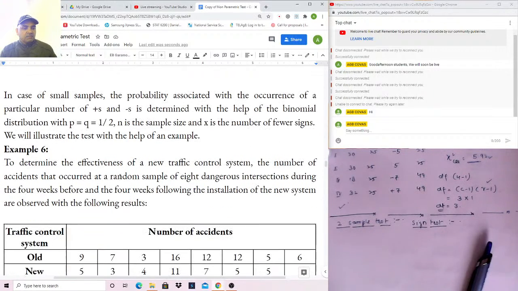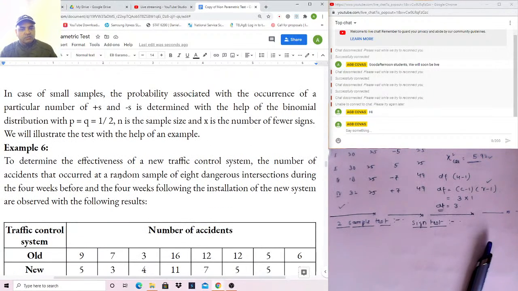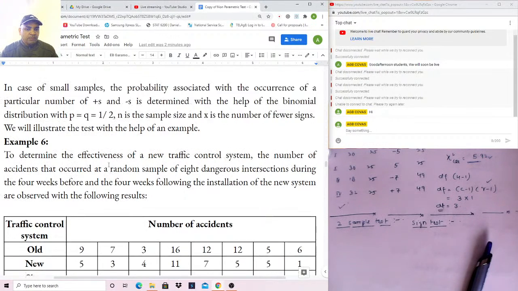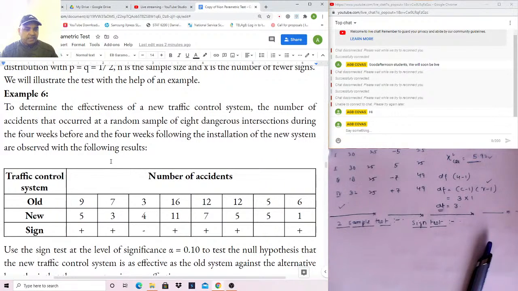So in case of small samples, the probability associated with the occurrence of a particular number of plus signs and minus signs is determined with the help of the binomial distribution. That is, if your sample is small, then we apply the binomial distribution to calculate the values in this particular sign test, right? And if n is the sample size and x is the number of fewer signs, right? So we will do an example, then only you will be in a better position to understand this.